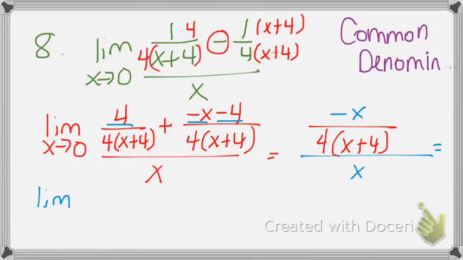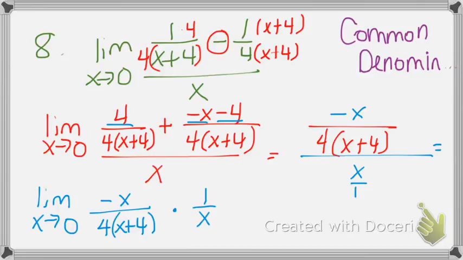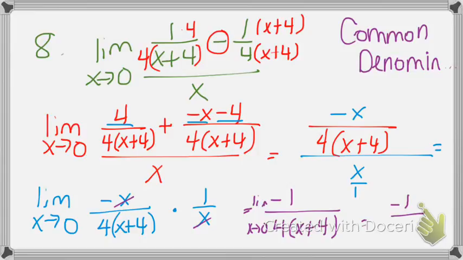Now, with common denominators and with fractions, this is saying a fraction divided by x. Well, when you do fractions and you multiply and divide, you leave the top and then you flip the bottom. X is like x over 1, so I'm going to change that to 1 over x. The x's will cancel, so I get negative 1 over 4 times x plus 4. And then we're still taking the limit here, now when I plug in my 0, I'm going to get negative 1 over 4 times 0 plus 4, which is 4, so 4 times 4, which is 16.